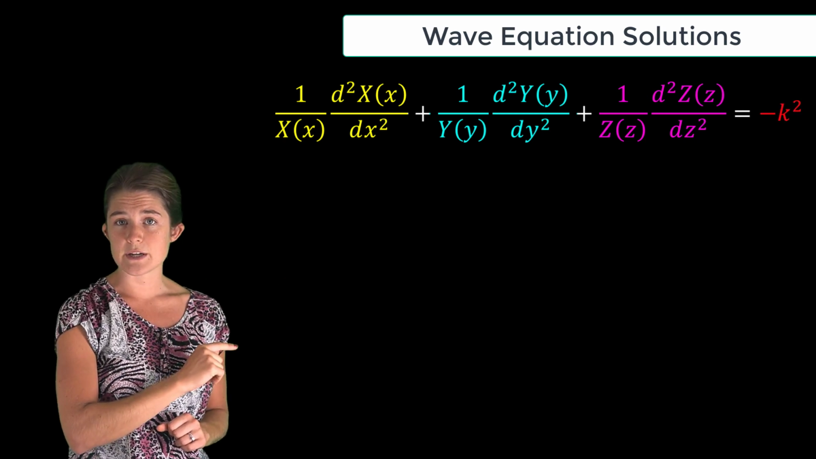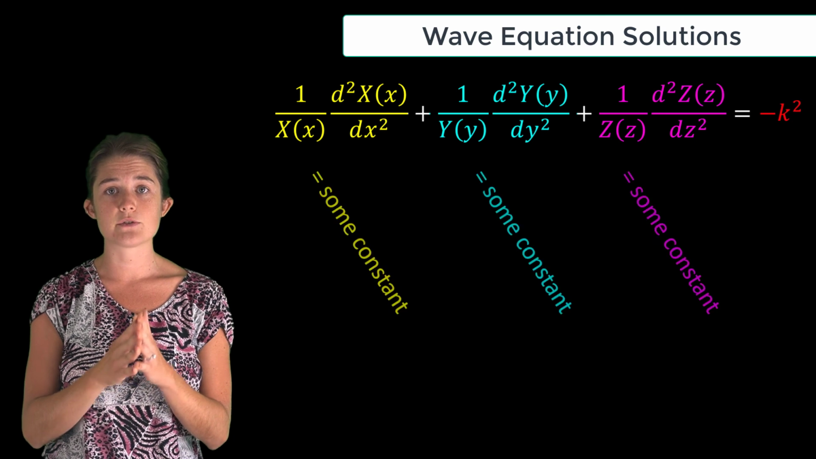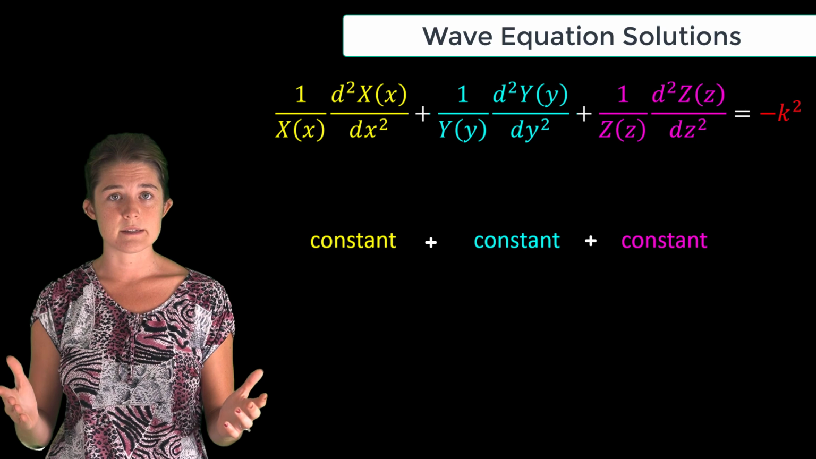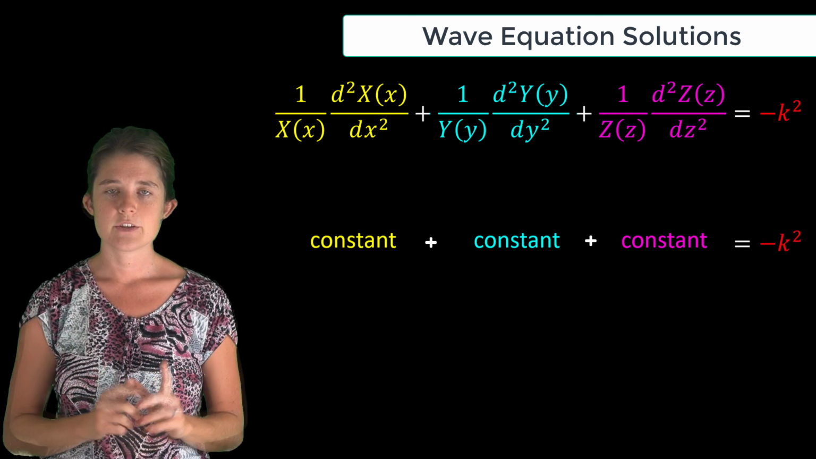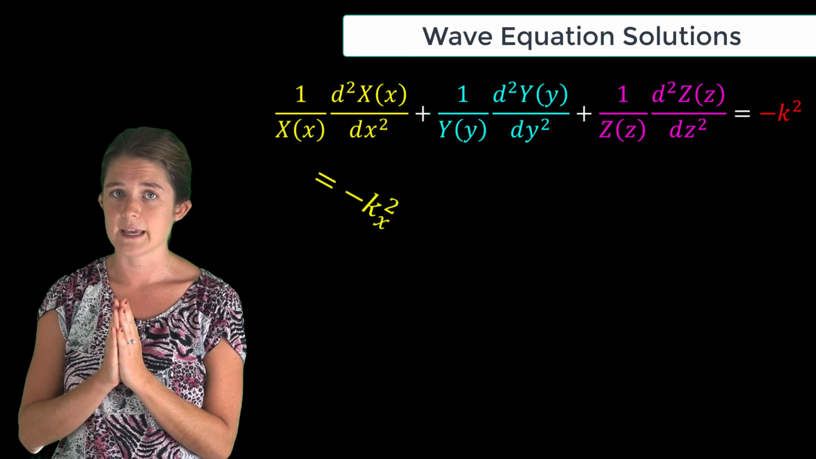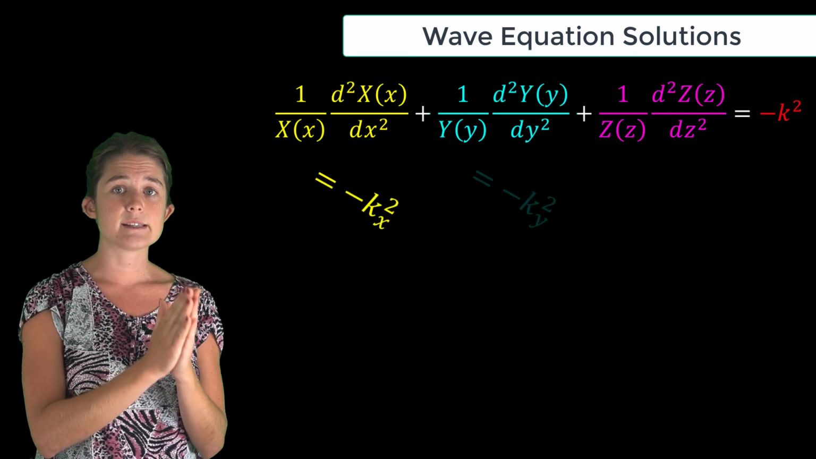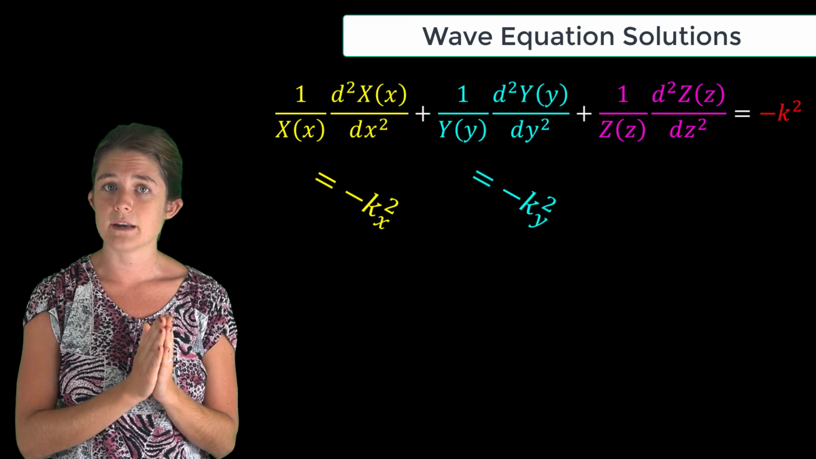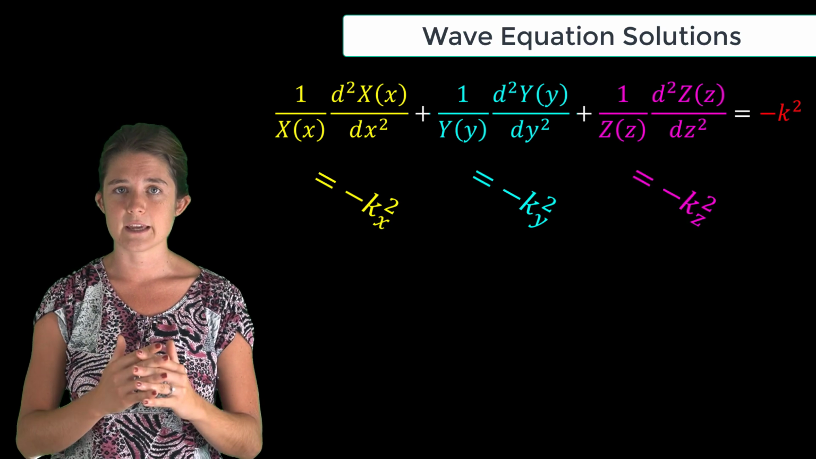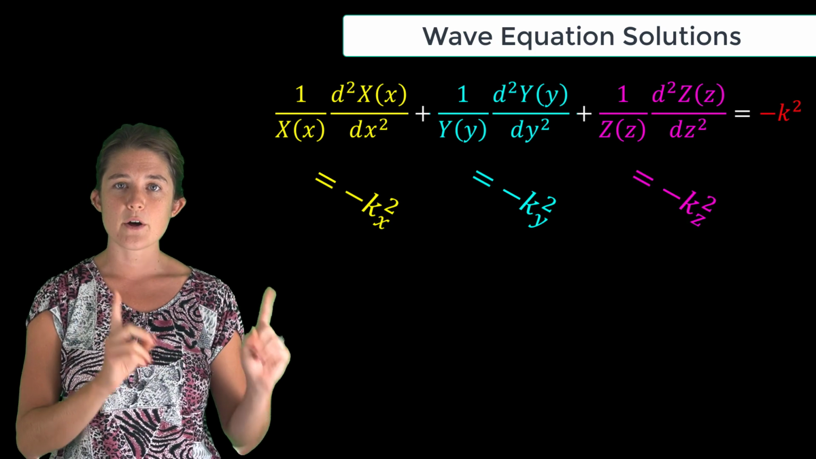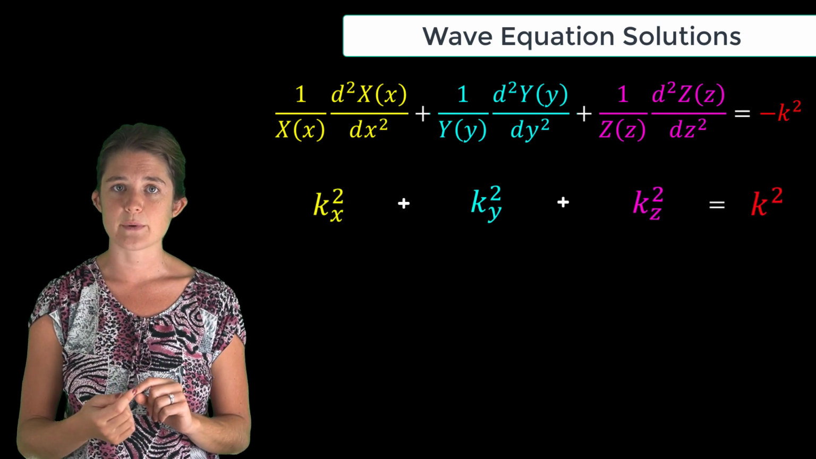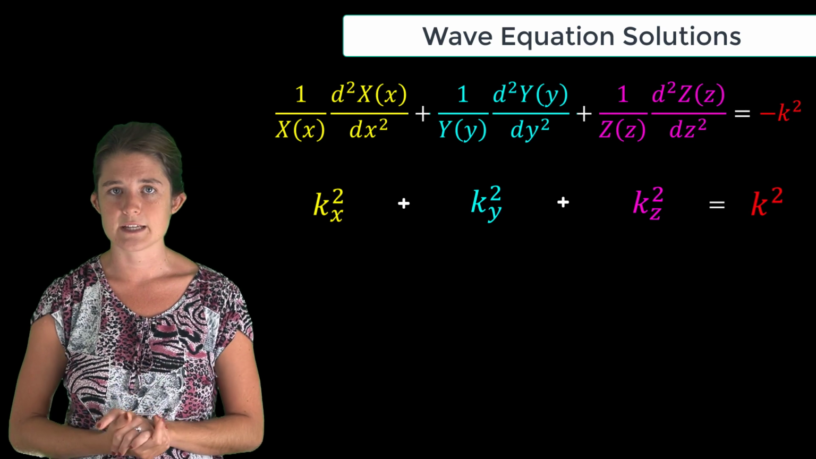To solve this equation, all we need to do is set each of those three terms equal to a constant, and then set the sum of the three new constants equal to negative k squared. So let's do this. Let's let the first term equal a constant. We'll call it negative kx squared. And we'll let the second term equal a constant, and call this one negative ky squared. And we'll let the third term equal a constant, which we'll call negative kz squared. So if we plug all three of those into the differential equation, the equation becomes kx squared plus ky squared plus kz squared equals k squared.